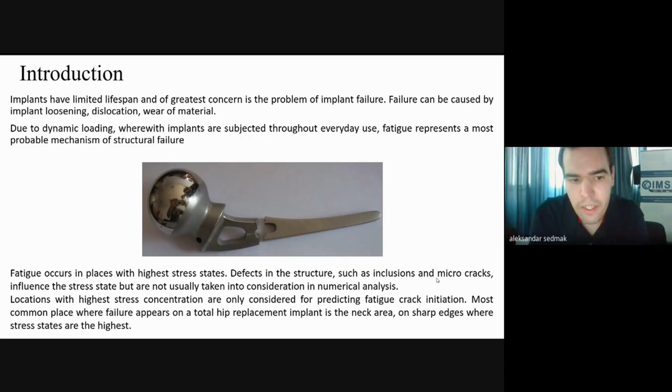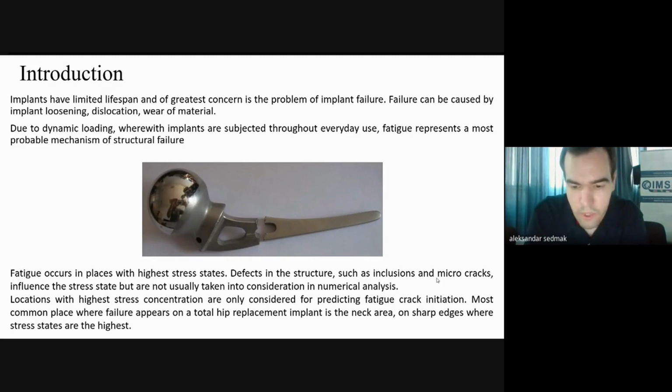The thing with wear is that by using ceramic-based heads, wear is not something we should concern ourselves with as much as some other issues, such as fatigue, for example. Due to dynamic loading of everyday activity, we have dynamic loading on a regular hip joint. So the most usual failure of this type of implant is due to fatigue.